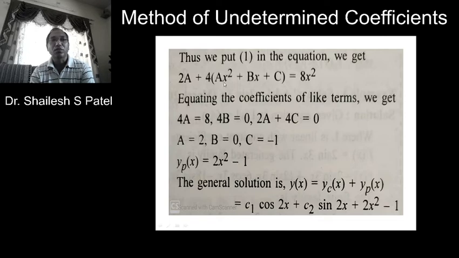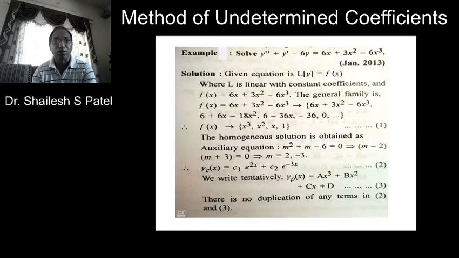Here we can see that the coefficient of x² is 4a, and on the right hand side it is 8, so 4a equal to 8. On the left hand side the coefficient of x is 4b, and on the right hand side it is 0 because no term containing x is there. So by using this we can find out the values of a, b and c, and by substituting these values in the assumed yp(x) we can find out the actual yp(x). Then the general solution is y(x) equal to yc(x) plus yp(x), and we can see the solution.